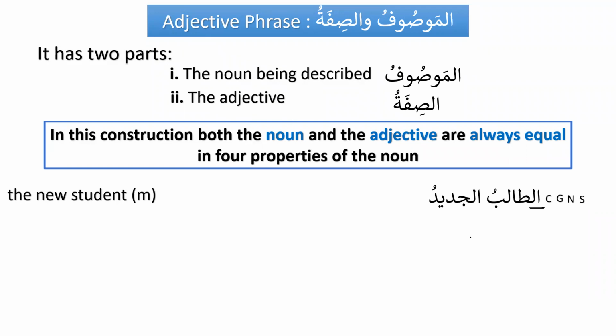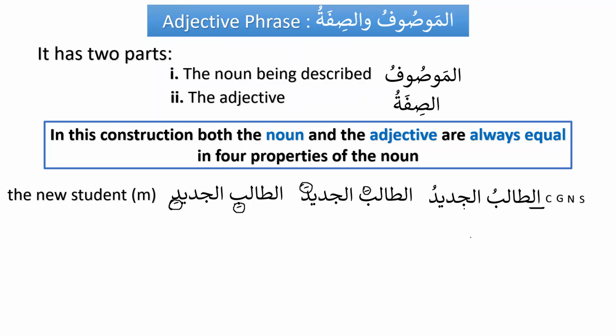Now if the ending changes, at-taliba al-jadida, then the ending has to change for both. We can't only change it for one, because we know that mawsuf and sifa are equal in the four properties, so it has to be at-taliba al-jadida. And similarly, if the ending changes because of harf jar or any other reason, if it becomes majroor, then both of them are supposed to be majroor. We cannot make one marfu and one majroor, that is not possible. So they must be equal in capacity, gender, number, and status.